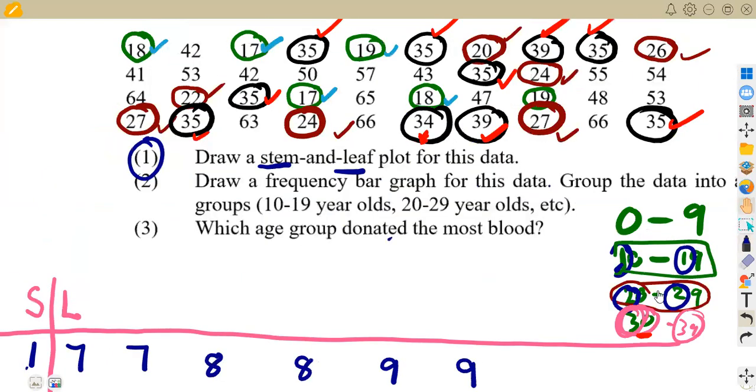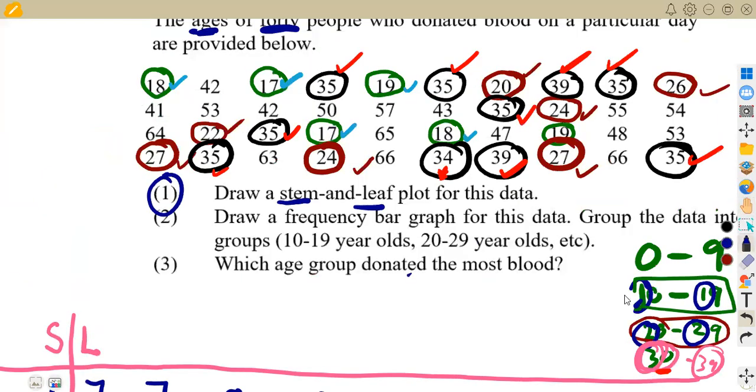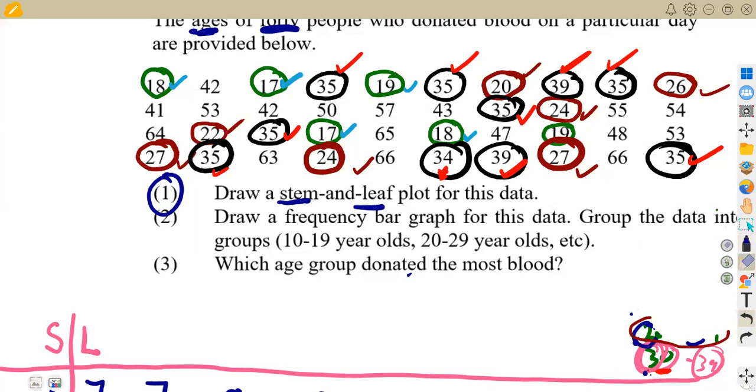Let's move on to the 40s. From 40, because we're going to have 0, 10, 20, 30, you're going to have a 40. So we need from 40 to 49, okay?